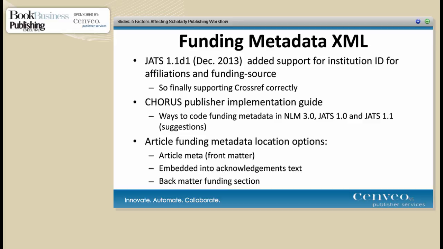In the Chorus Publisher Implementation Guide that I wrote, there's an appendix that gives examples of how to encode funding metadata in NLM 3.0, JATS 1.0, and JATS 1.1. Because when I did that 2 years ago, 1.1 wasn't approved yet, and there were still lots of publishers using NLM 3.0 and not even on JATS 1.0 yet. And so JATS 1.1 is just finally in industry adoption.